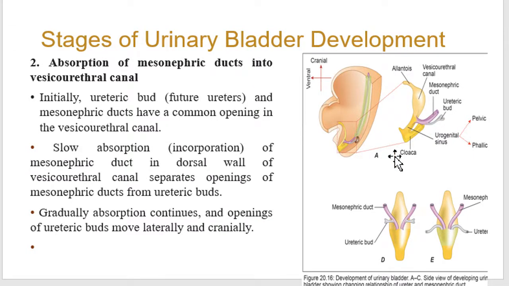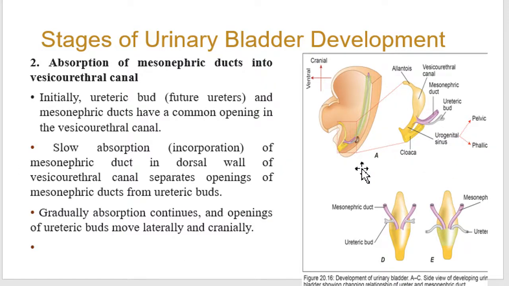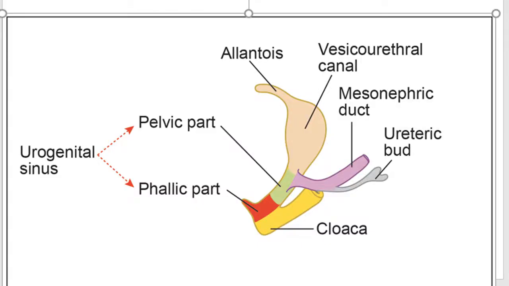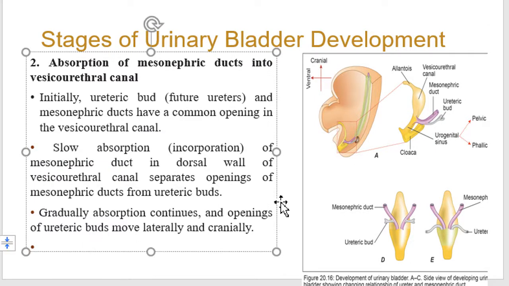The absorption of the mesonephric duct into the vesicourethral canal. This mesonephric duct is absorbed into the vesicourethral canal, the part caudal to the ureteric bud. So there is a separate opening of the ureter. When there is the ascent of the kidney, this opening of the ureter moves upwards and laterally.